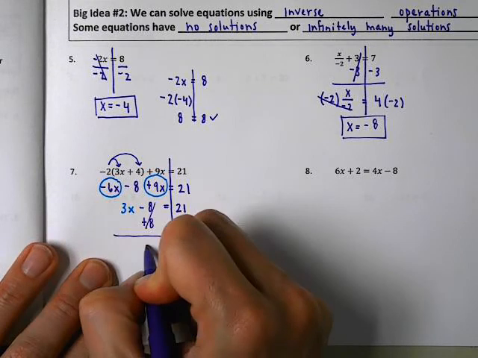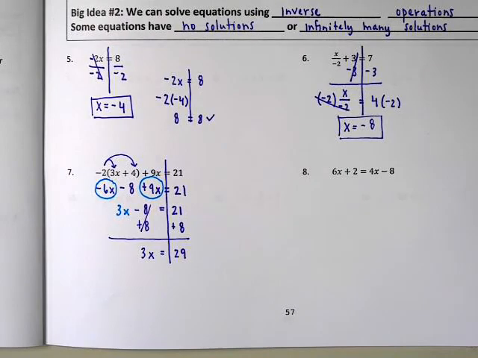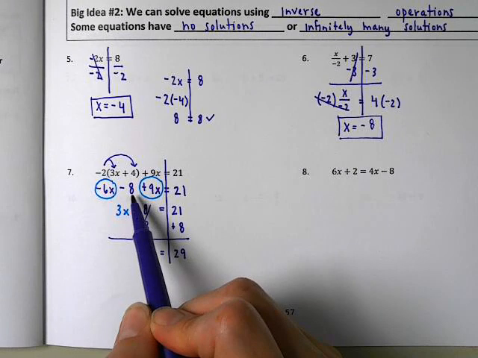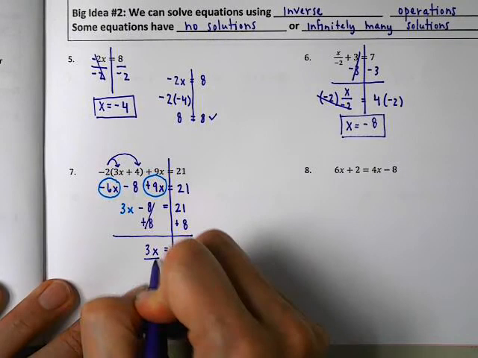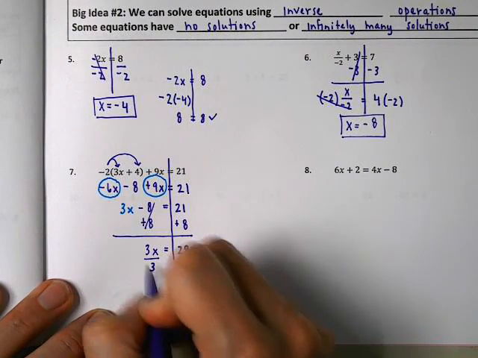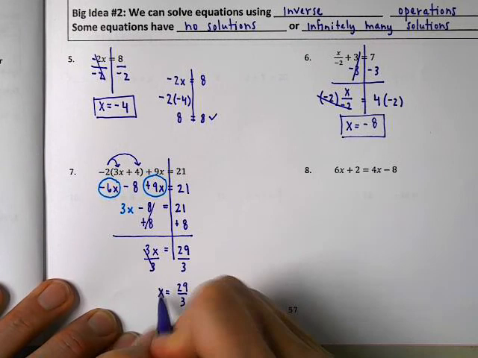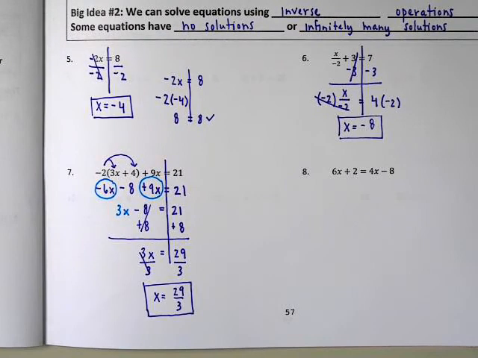So this is going to go away, and I get 3x is equal to 29, which seems a little strange, so I'm just going to make sure I haven't made any mistakes. Okay, I think I'm okay. So I'm going to divide by 3 now to undo that. Now this looks strange. I get x equals 29 over 3, but sometimes that just happens in a problem. It doesn't mean that we've done anything wrong. And again, we could use our calculator to check and see that we've actually done this correctly.